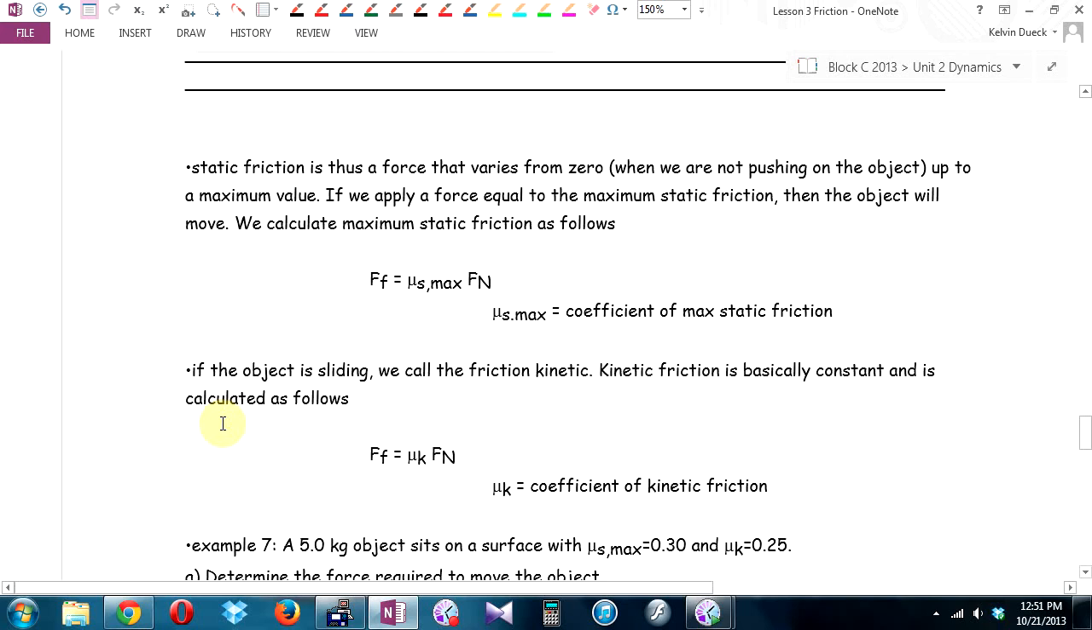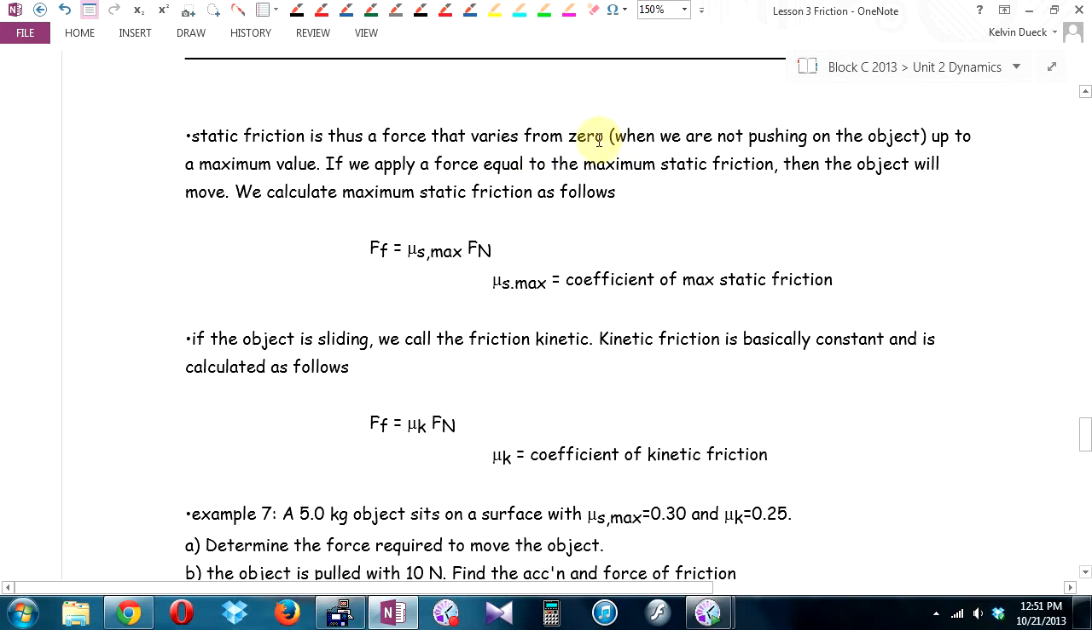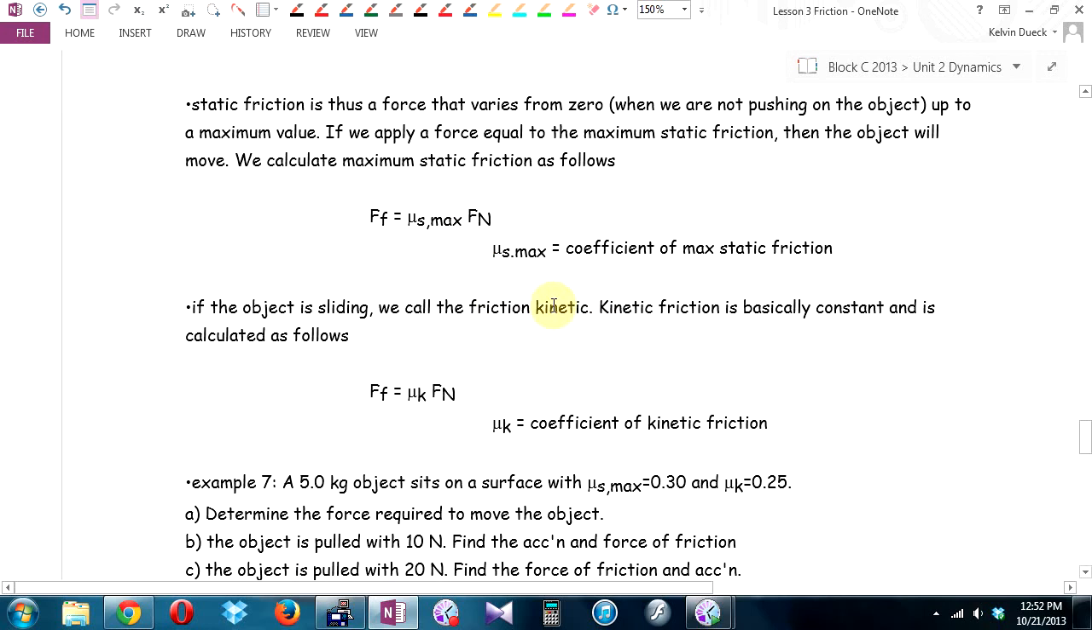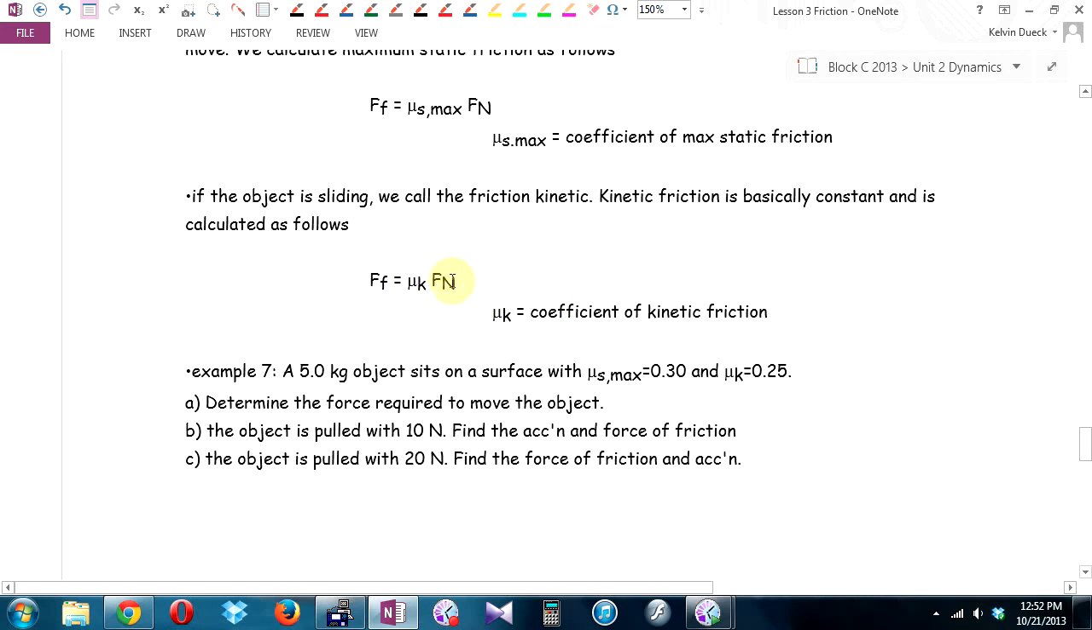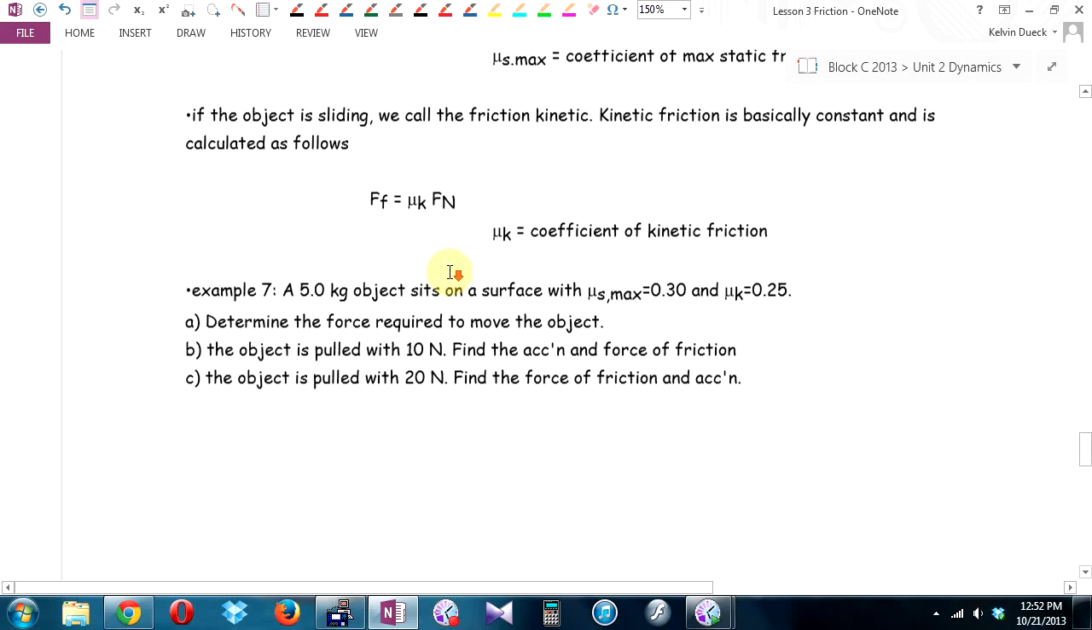So, static friction is thus a force that varies from 0 when you're not pushing at all, up to as big as it needs to be to prevent you from pushing it, up to once you go bigger than that, it'll start to slide. And you can calculate static friction as mu static times the normal force. If an object is sliding, we call it kinetic friction, and that's mu kinetic times the normal force. You know what? We're going to treat them as though they're the same thing. So, I'm going to skip example 7.